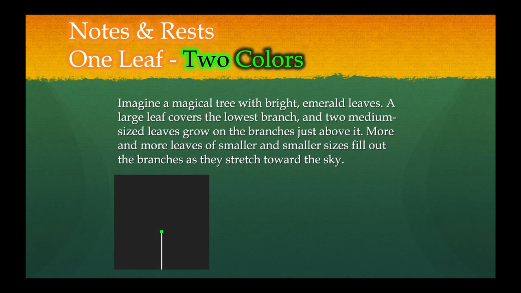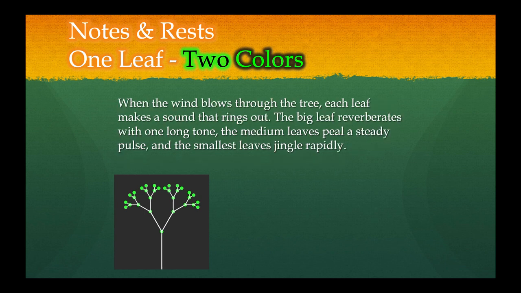Imagine a magical tree with bright emerald leaves. A large leaf covers the lowest branch, and two medium-sized leaves grow on the branches just above it. More and more leaves of smaller and smaller sizes fill out the branches as they stretch towards the sky. When the wind blows through the tree, each leaf makes a sound that rings out.